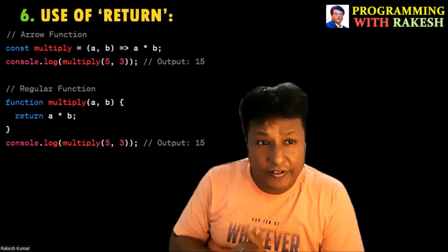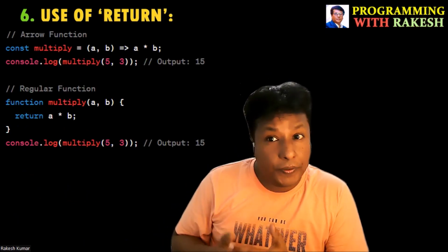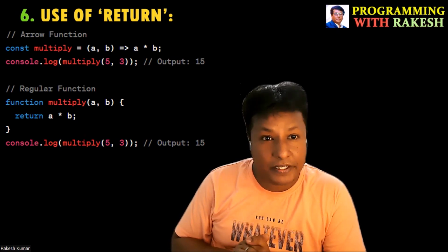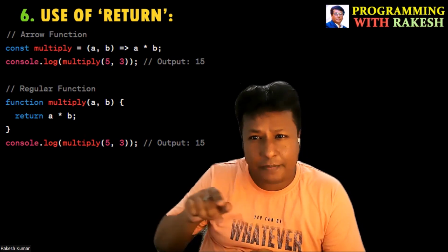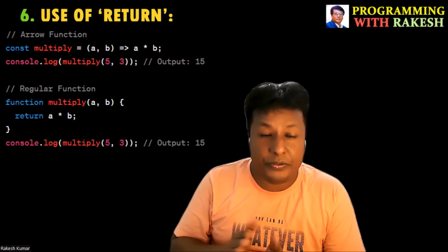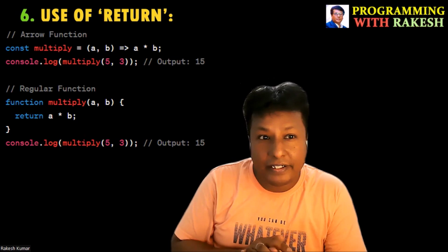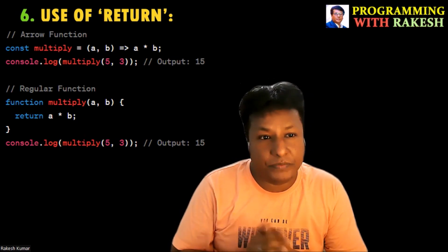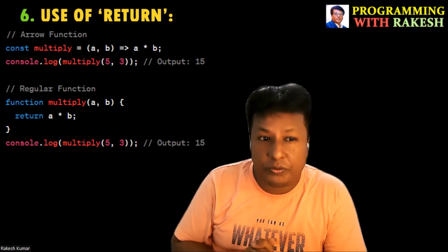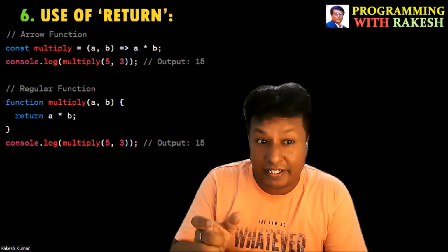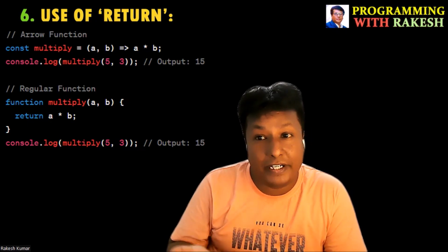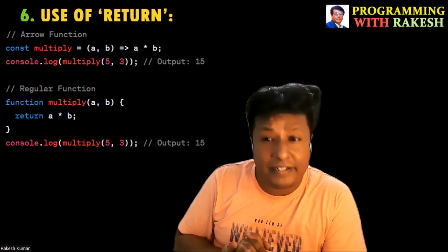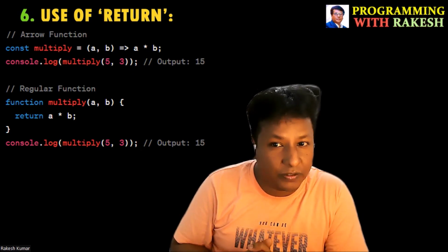The last difference is the use of return. Arrow functions have an implicit return when they have a single expression. So whenever we have a single expression, we do not need to use the return keyword in the case of an arrow function. But in the case of a regular function, we have to use return whether we have a single expression or multiple expressions. So we can say regular functions require an explicit return statement to return a value.